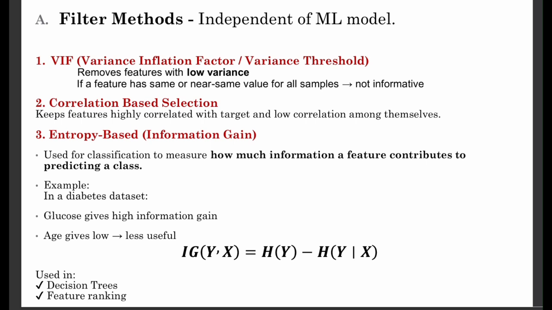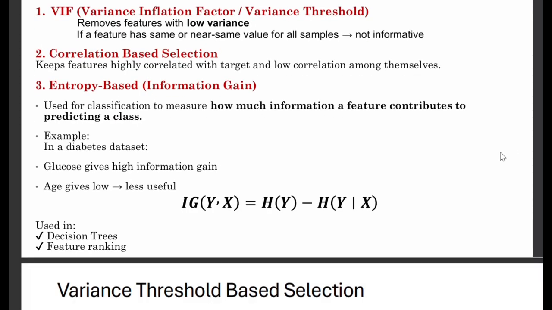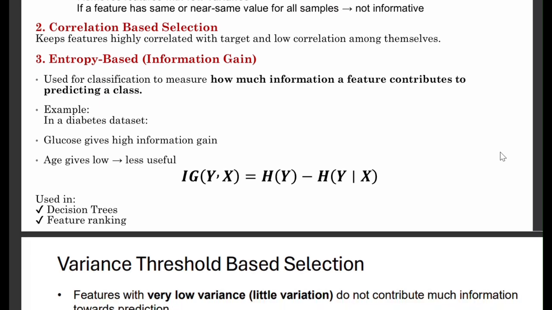Coming to filter method 3, entropy based selection. This is used for classification problems. Information gain measures how much information a feature contributes to predicting the class. The formula is given as IG(Y, X) = H(Y) - H(Y|X). It is used in decision trees for feature ranking. Now, decision trees are a critical topic in this module.